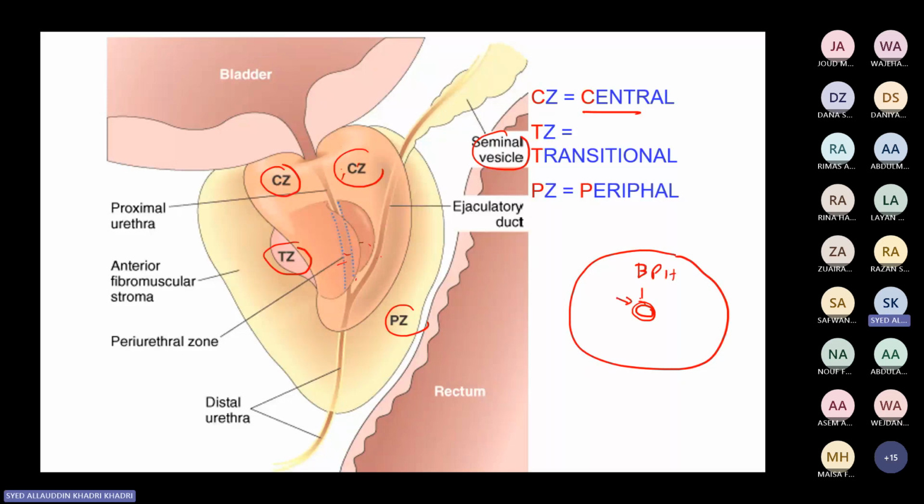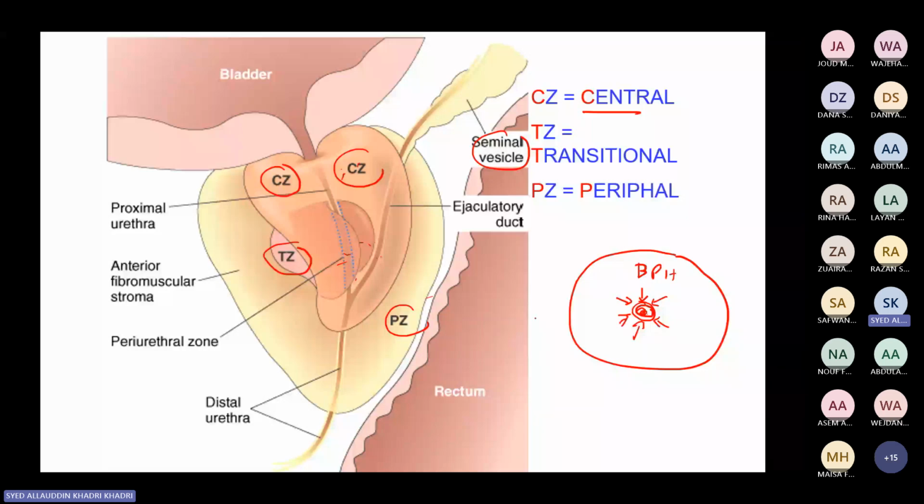Now, this will compress like that, like that, and this will decrease. And here it will close off, okay? It will close off totally. And here the urinary retention occurs. So please remember, BPH occurs in the central zone as compared to the peripheral zone.